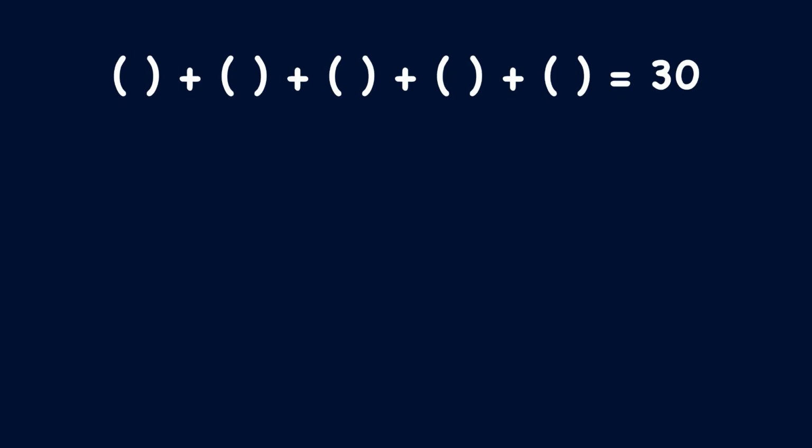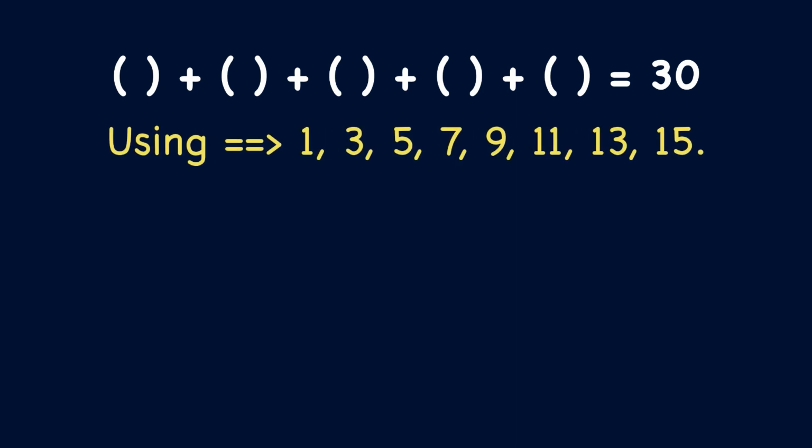This is what you have for the equation, and following are the numbers that you can use to fill in the brackets. They are 1, 3, 5, 7, 9, 11, 13 and 15. You can repeat the number if required. The resulting sum should be 30.